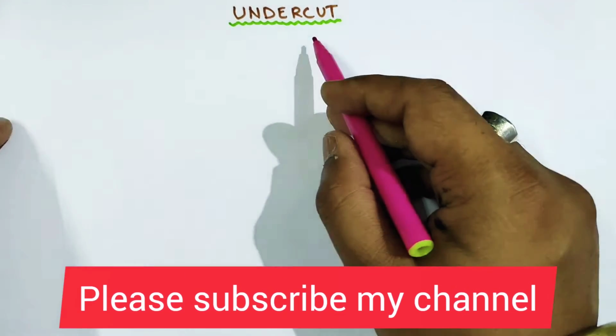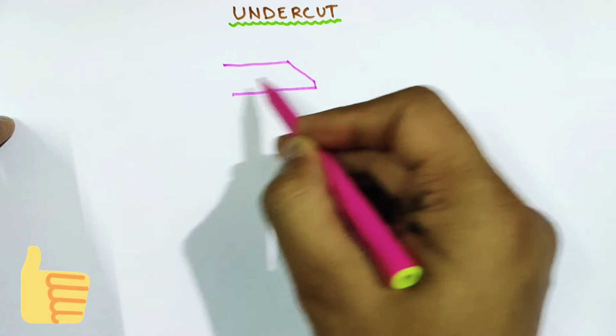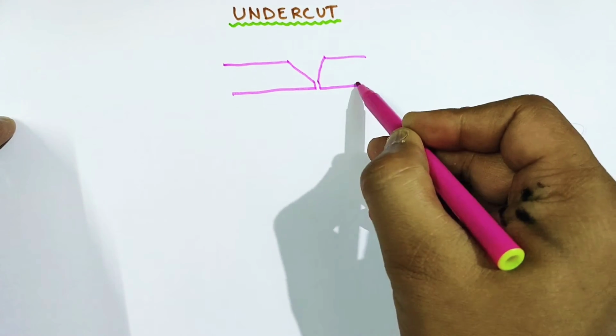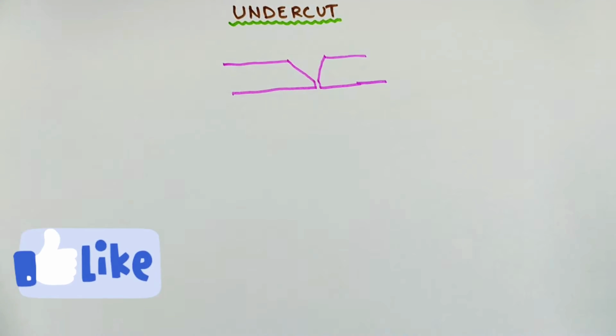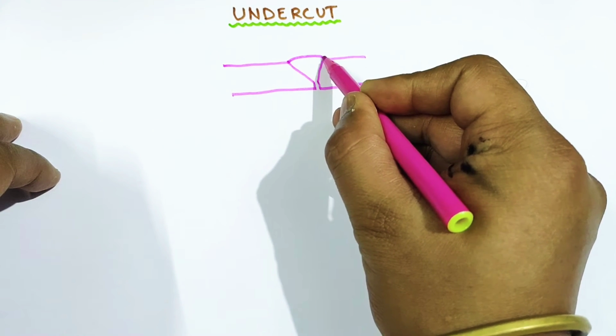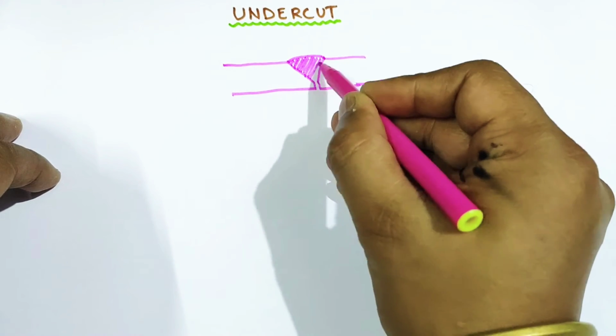Today we will discuss a welding defect known as undercut. To explain undercut, I'll draw a drawing of a welding and then explain what an undercut is. See friends, this is a single V joint, and it is expected that the welding will be like this.